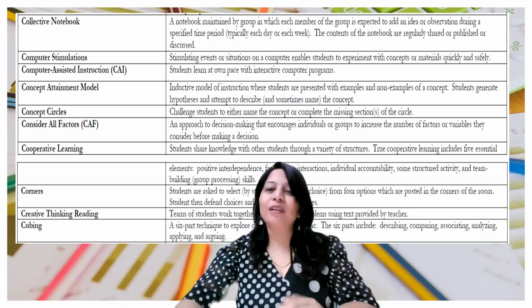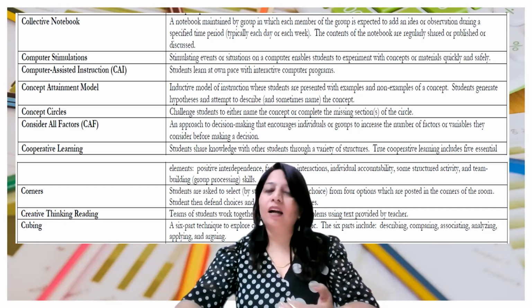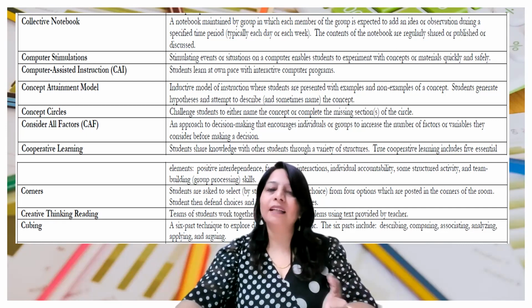You can even give this topic, this idea, this CAT to your students when you are discussing a given literature. So let them describe the given literature, let them compare the same with previously read literature, let them associate the same with something else, like comparing and contrasting, let them analyze the different parts of it, and then apply and argue. Share their comments. There should be positive argument.